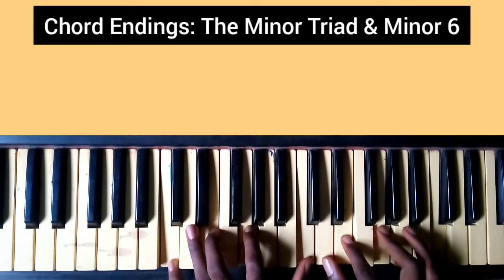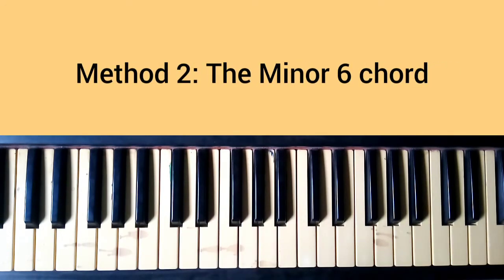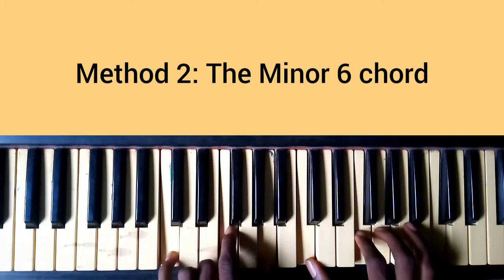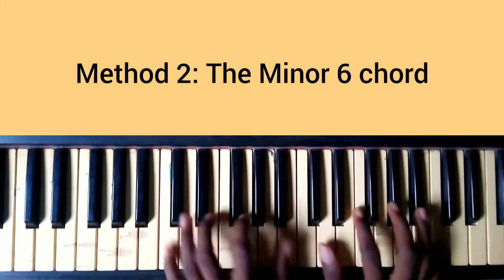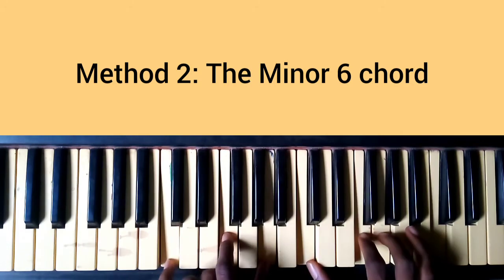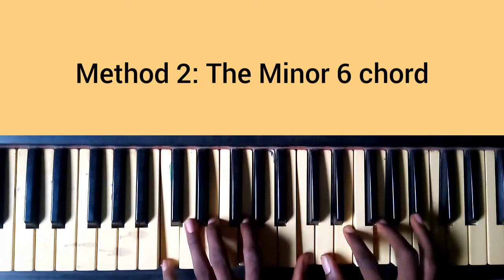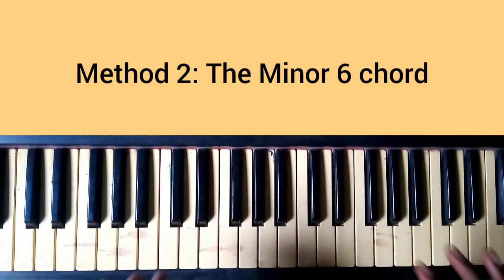Okay, now let me show you the second method. The second method, you can end it using a minor 6 chord instead of a minor chord, and if you do that, it's going to sound something like this. I'm going to play that one more time. Sounds beautiful. So let me break it down for you.